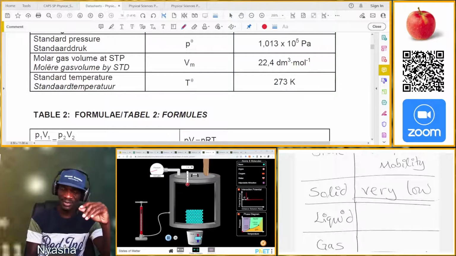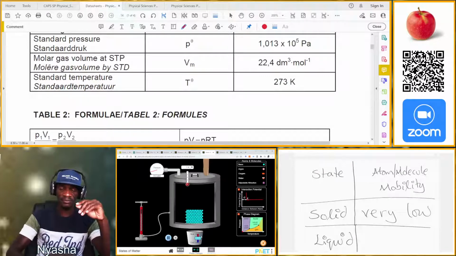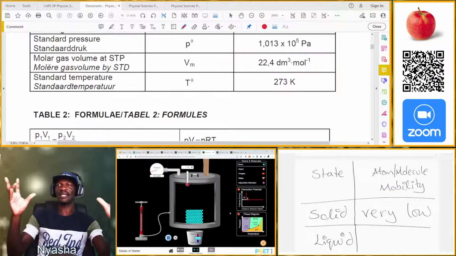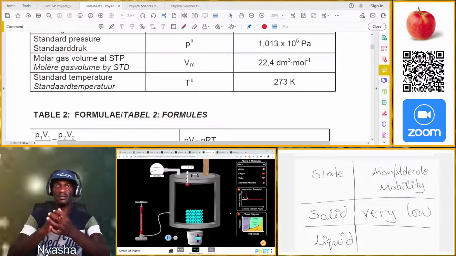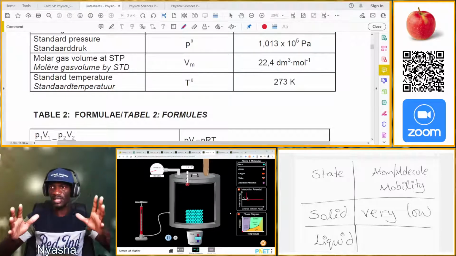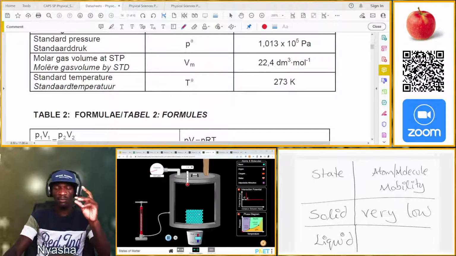So mobility is what? It is very low when we are in the solid state. I'm simply freezing these, so it's a gas, isn't it? If I freeze it, it becomes a what? If I lower the temperature, it changes to the liquid state, then it goes all the way down to the solid state. So mobility of the atoms is very low.